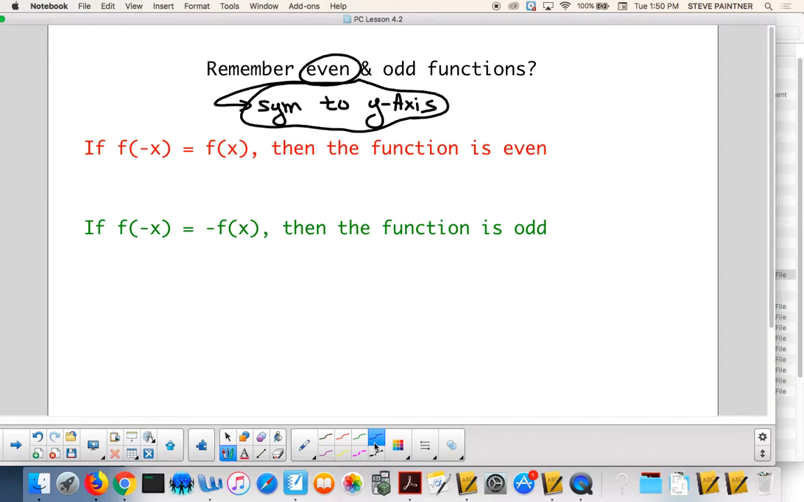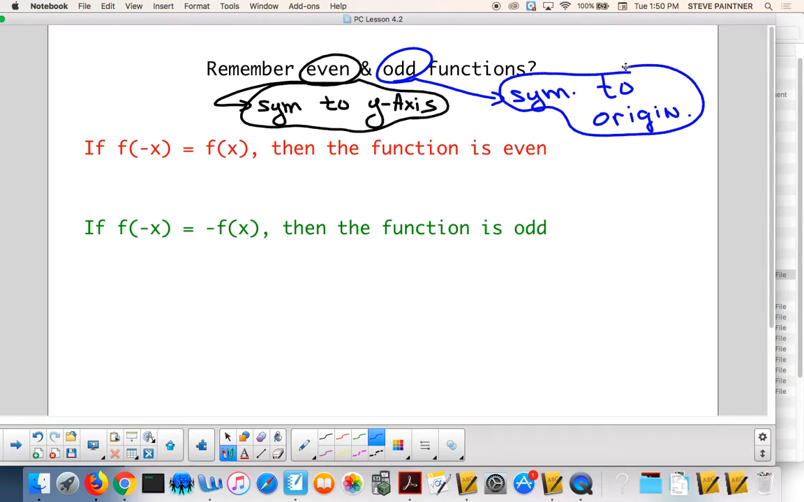Okay. How about odd? Odd means symmetrical to what? No, that was a good guess. It was a good guess. Symmetrical to the origin. Okay. Even is the y-axis. Odd is the origin. How do we check for this? Well, it says right here what to do. Take your x and make it negative. So switch your x value to negative x. And if you get the same as f of x, then it is even.